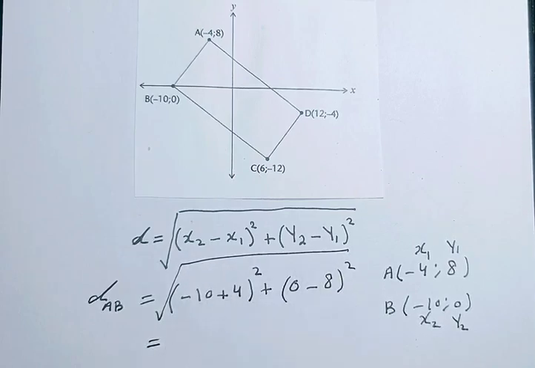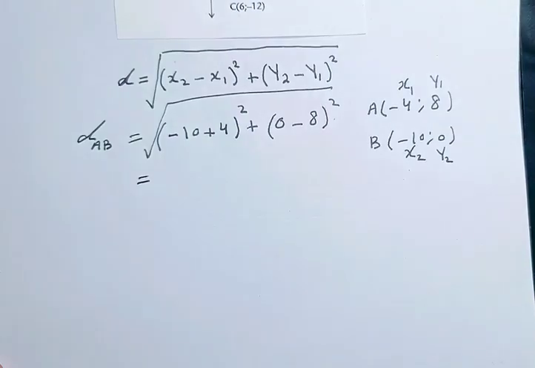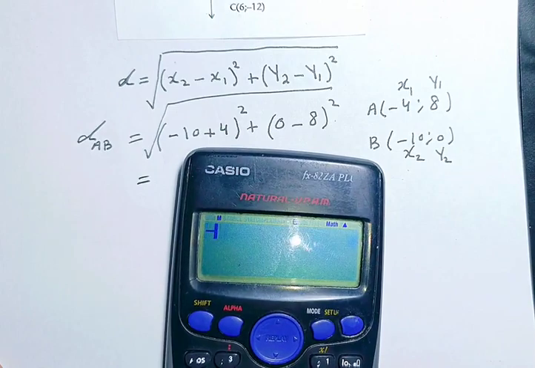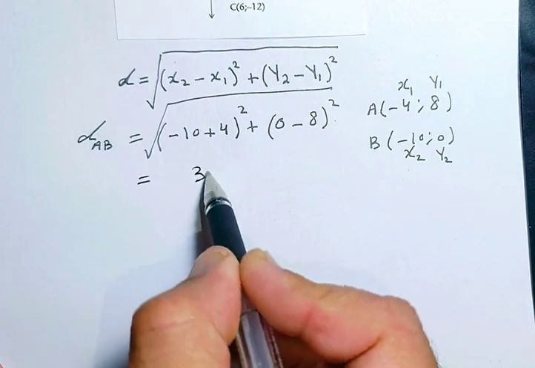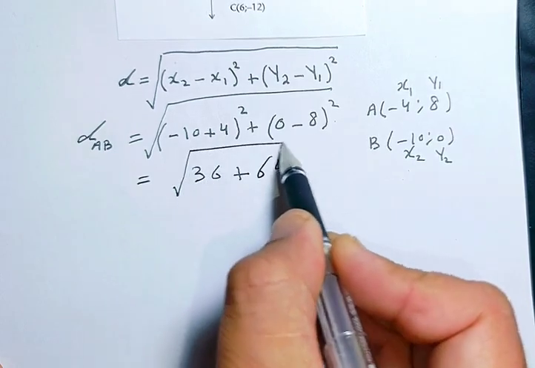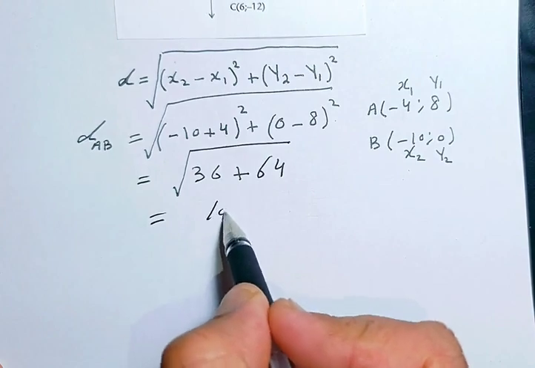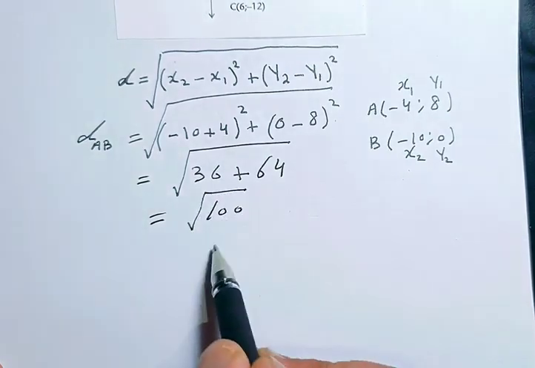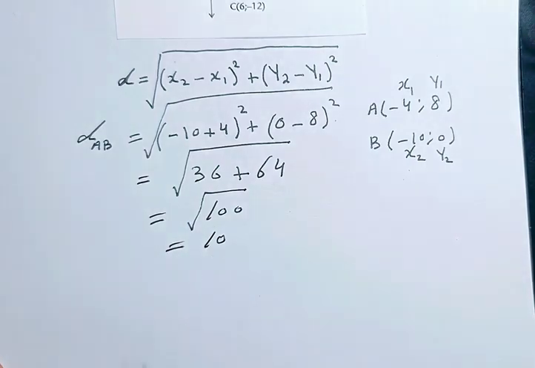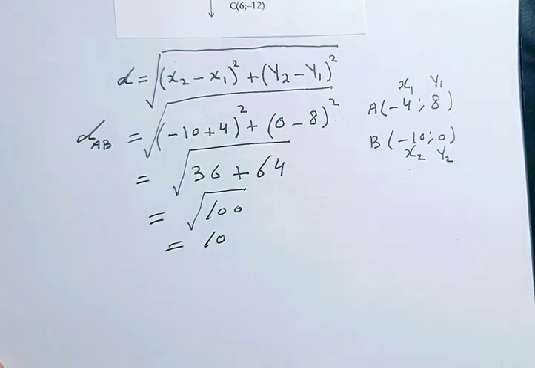I need to simplify this now. You can use the calculator. You can feed it into the calculator: -10 plus 4, squared, the answer will be 36. So I have 36 here, plus 64 on that side, and the root. So this becomes the square root of 100, which is 10. So the distance between A and B is 10. This is my final answer, how to use the distance formula.